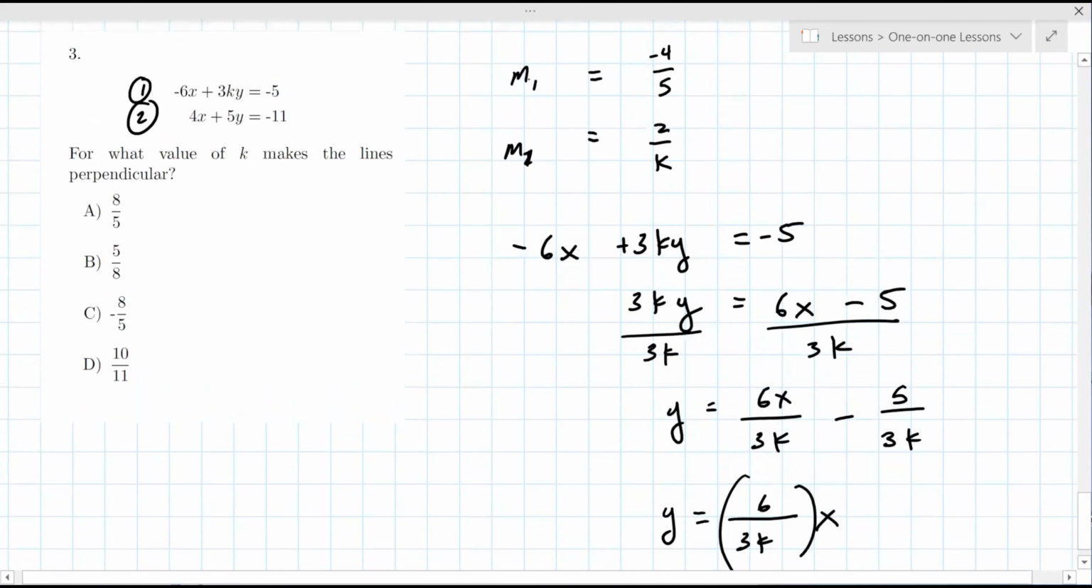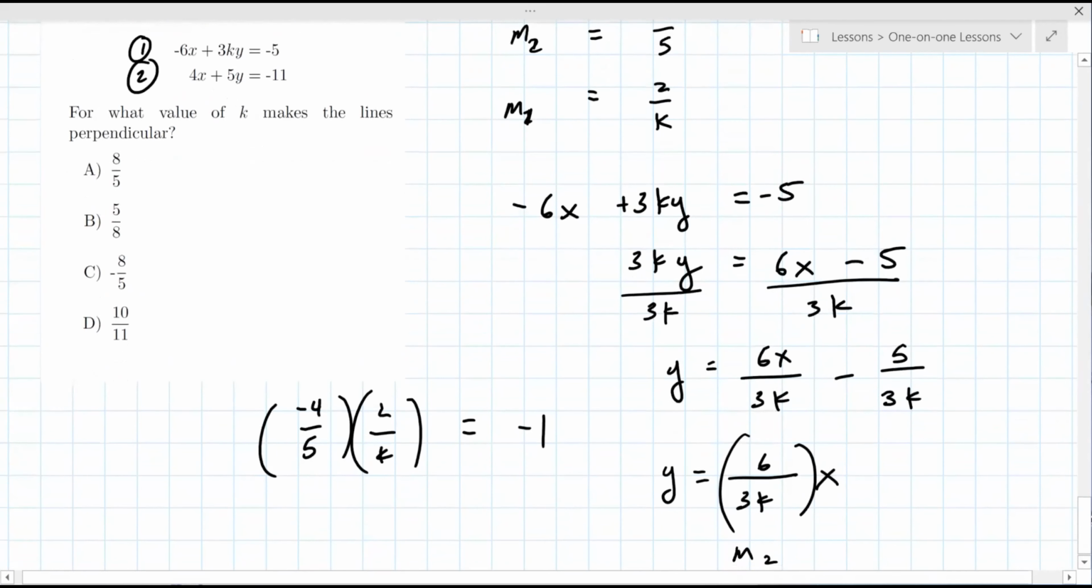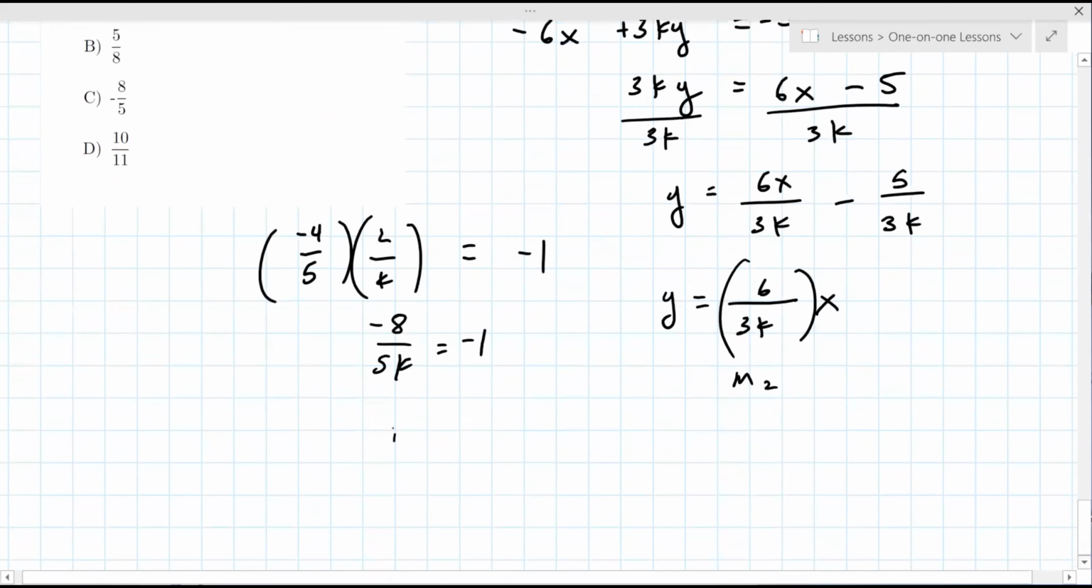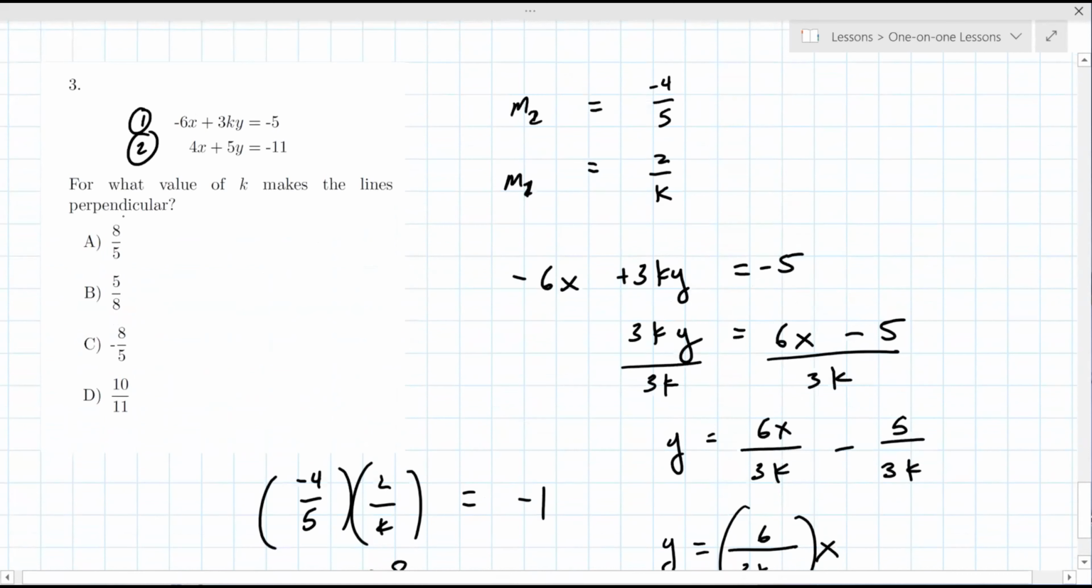Okay, good. So then, if we could break down what this problem is, it's minus 4/5 times 2 over k equals negative 1. So that gives you negative 8 over 5k equals negative 1. So k ends up equaling 8 over 5, which is answer A.